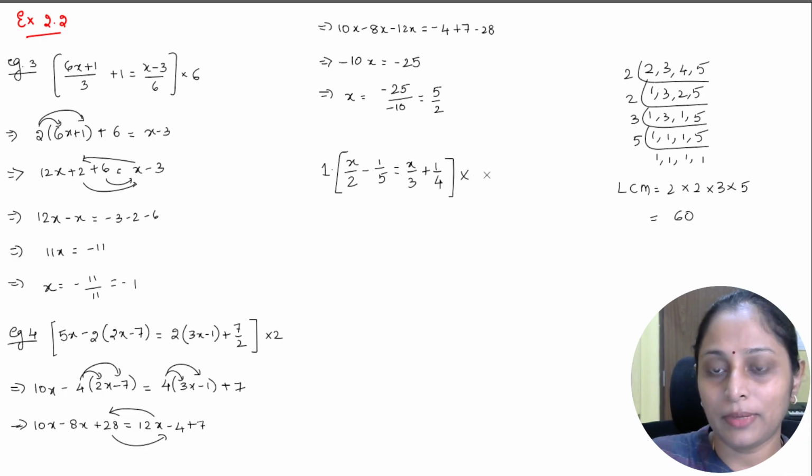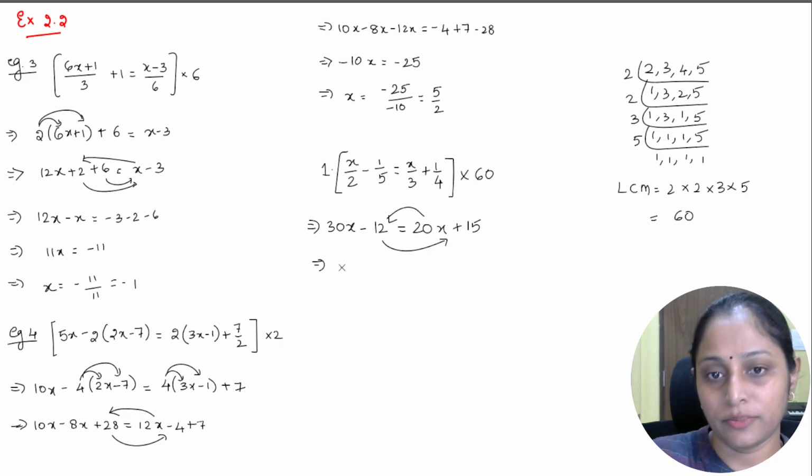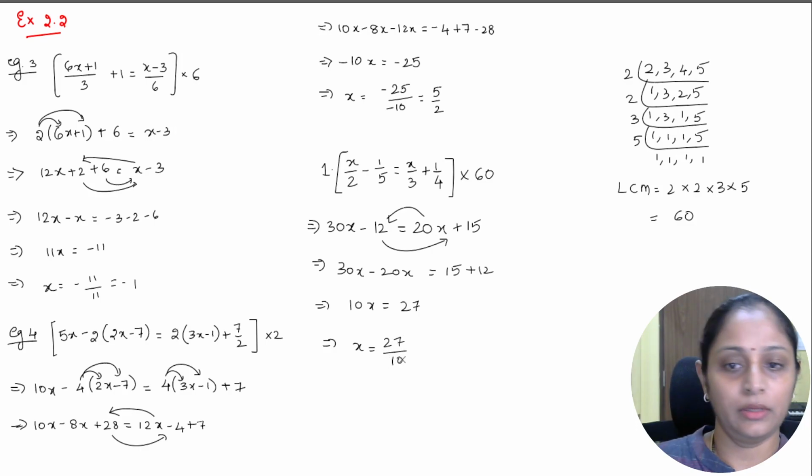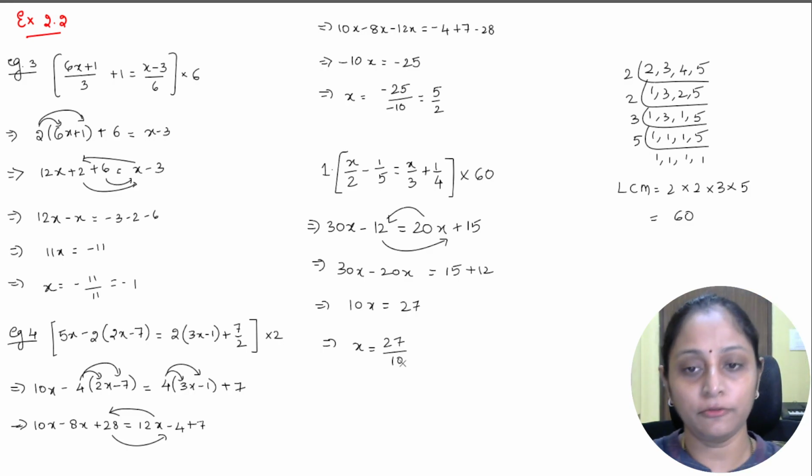So I am going to multiply this equation by 60. So 2 into 30 is 60, so 30x minus 5 into 12 is 60 is equal to 3 into 20 is 60 plus 15. Now here I am going to do the transposition and I am going to get 15 plus 12. So my answer is x is equal to 27 by 10. So that is my answer for the first sum.